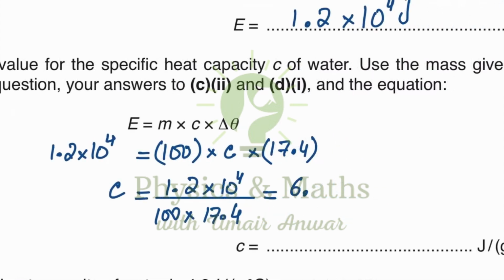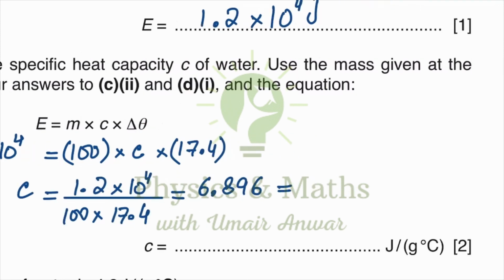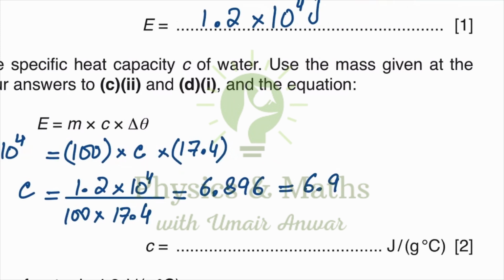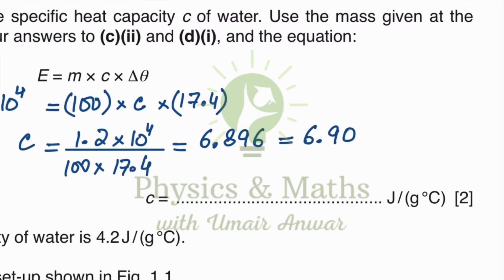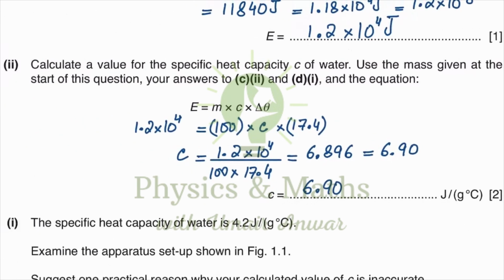So it is 6.896, which would be rounded off to 6.90 joules per gram per degree centigrade. So the answer is 6.90 joules per gram per degree centigrade.